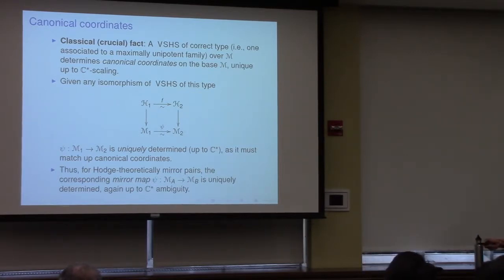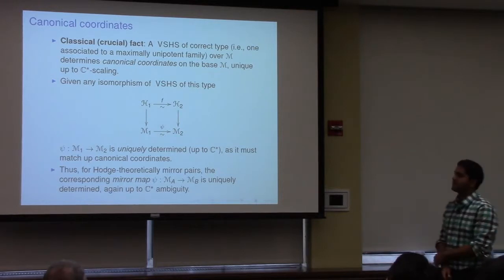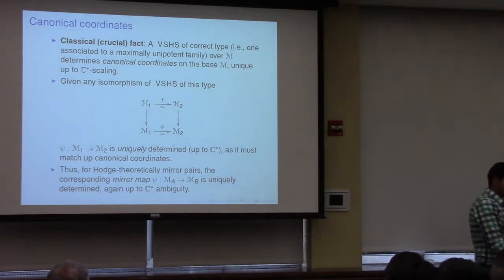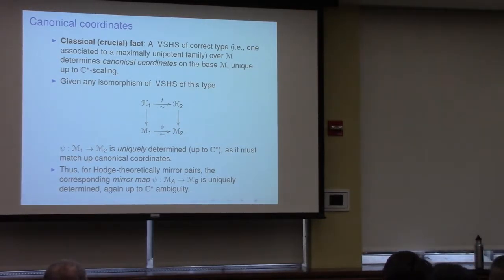Okay, so the key point here is that for Hodge theoretically mirror pairs, the corresponding mirror map, the isomorphism of formal disks, is actually uniquely determined up to this complex one-dimensional ambiguity.